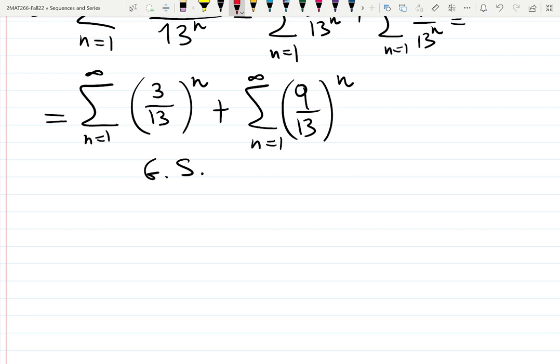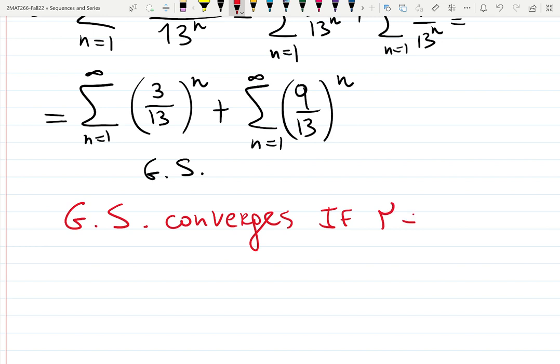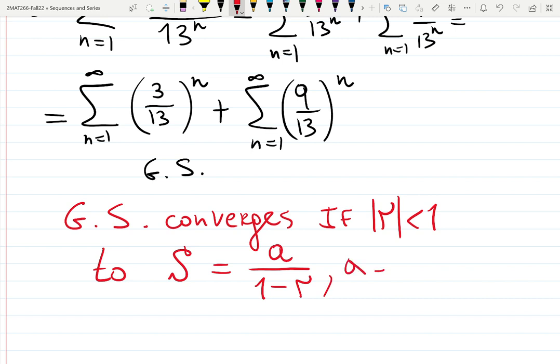A geometric series converges if the common ratio by absolute value is less than 1. And if that's true, then I would even know what it converges to. It converges to S, which is A over 1 minus R, where A is the first term. Be careful with this. It's not always the same as R, or not always 1. It's the first term. So we know when it converges.